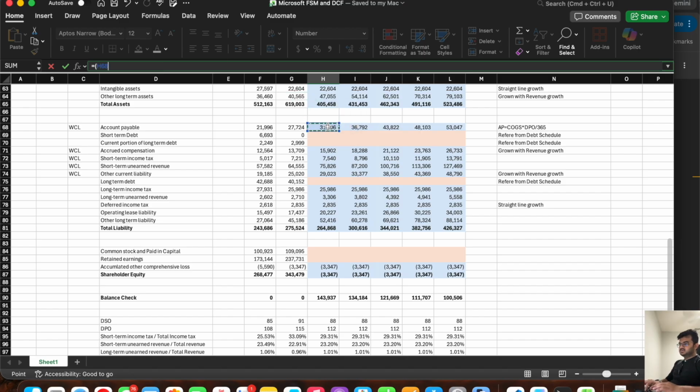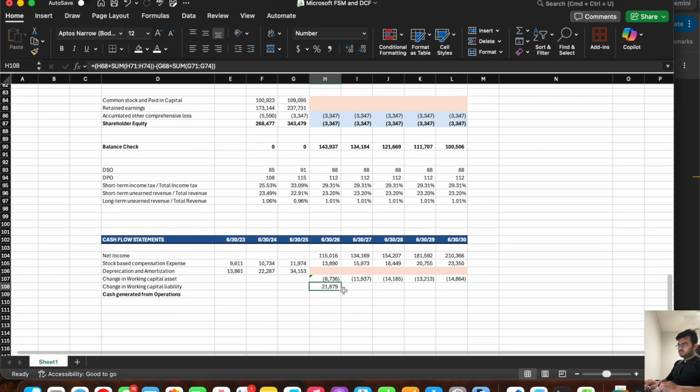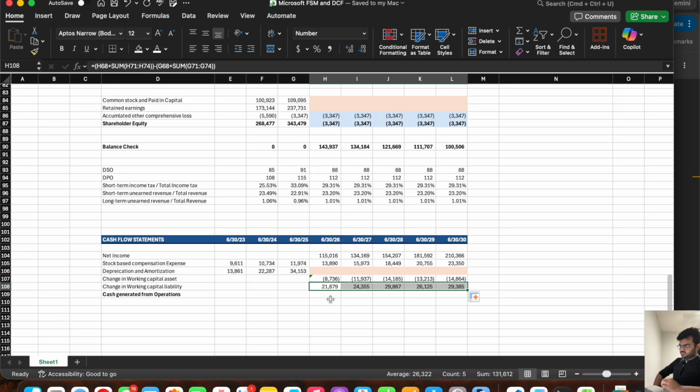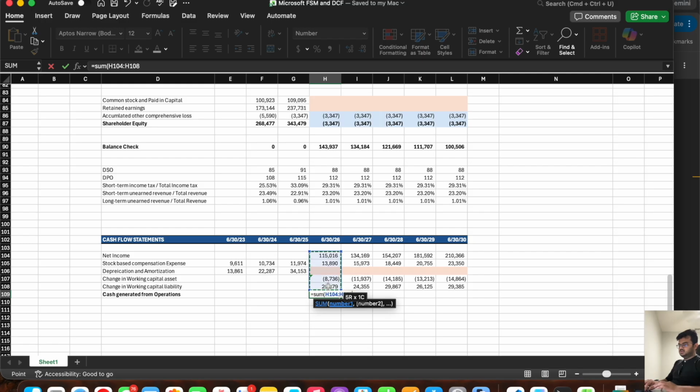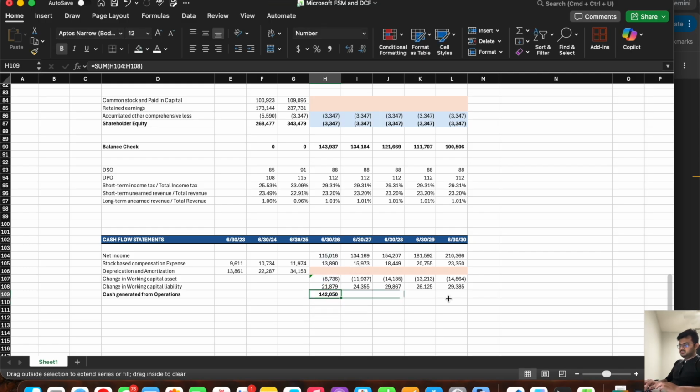So I will do this plus the sum of these, minus this plus the sum of these numbers. So we will get to this one. Okay, I think this is what we need for cash generated from operation. We will calculate the sum and close this out.